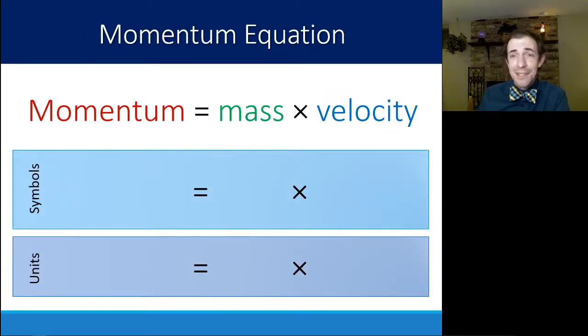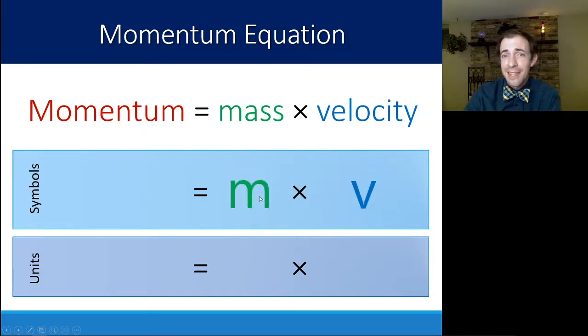We can quantify that using the momentum equation that factors in both the mass times the velocity. In our equation, we're going to use lowercase m for the mass, a lowercase v for the velocity, and our symbol for momentum is, get this, lowercase p. Not something that you would intuitively necessarily think of. It's for the silent p in the word momentum, silent and invisible. So p is going to be our symbol. You'll just get used to it.